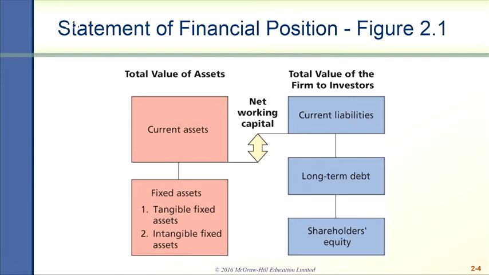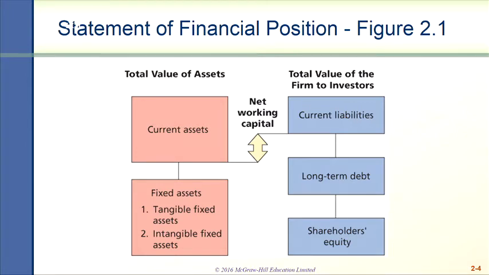It's typically long-term. Now, the third part of the statement of financial position is the stockholders' equity. Equity is the claim of the owners in the business. Between the current assets and the current liabilities, we have something called net working capital.